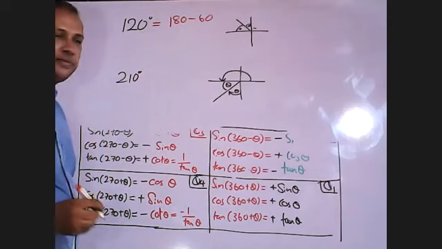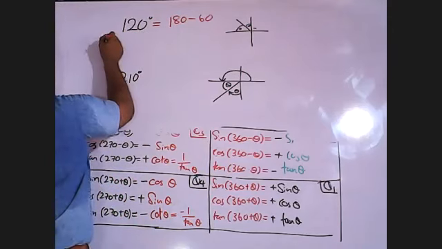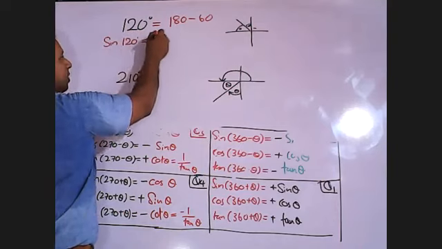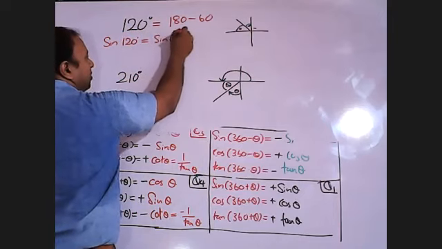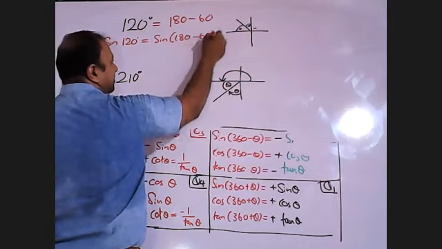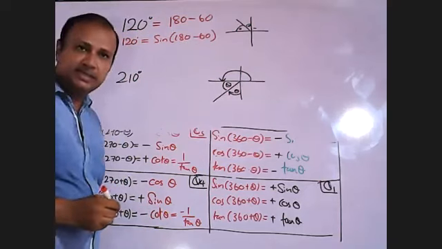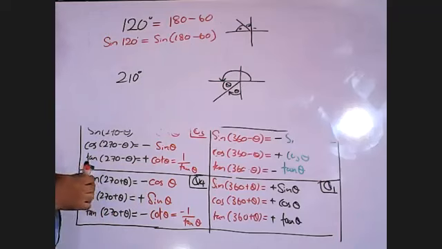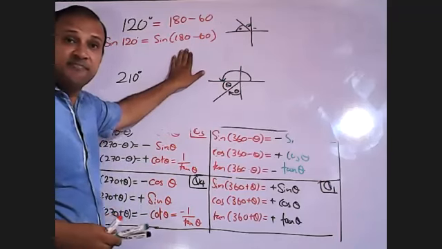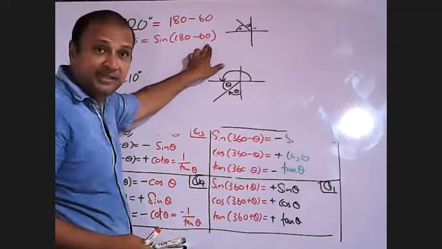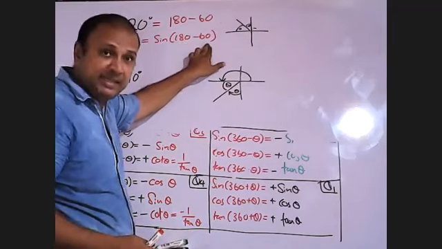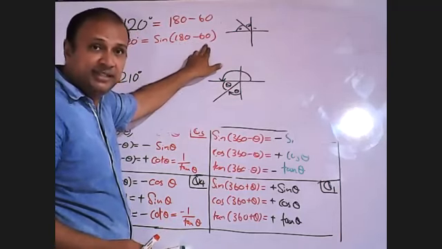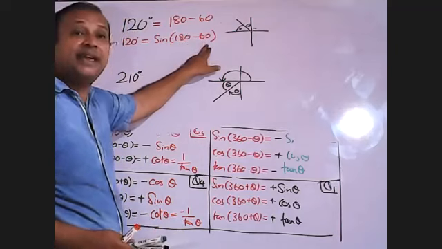Then I have to determine sine values, no? Therefore, sine 120 is equal to sine of 180 minus 60. I have to take the sine value of both sides. Look at this. This is equal to sine of 180 minus theta, no? Now here, theta is equal to 60. 180 minus theta, 180 minus an acute angle.